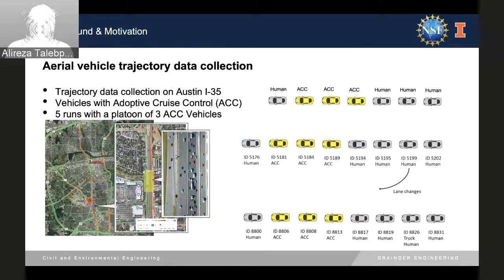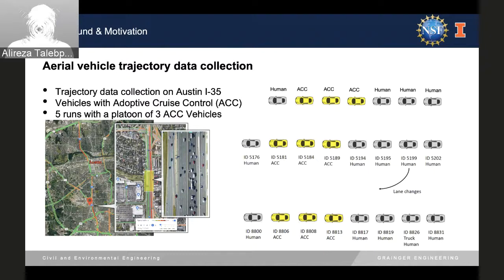So the challenge again was that there's no trajectory data that has ground truth for this purpose. I could get the HighD data set. I'm pretty sure there are vehicles with adaptive cruise control in that data set, but there's no ground truth for comparison. And for that reason, we decided to collect our own data.